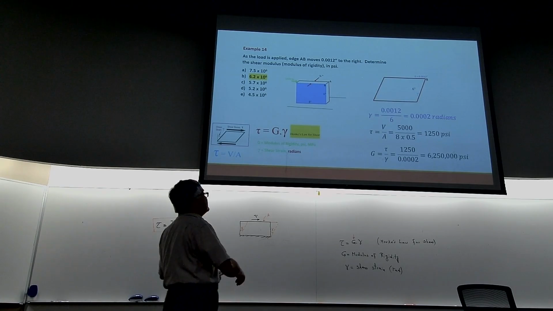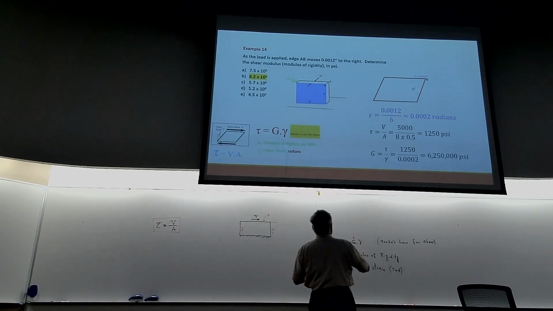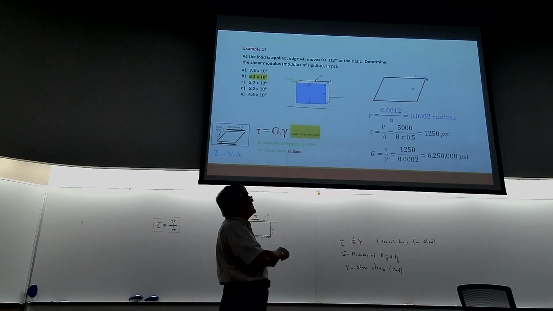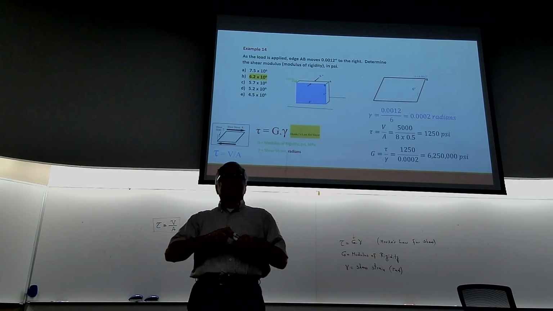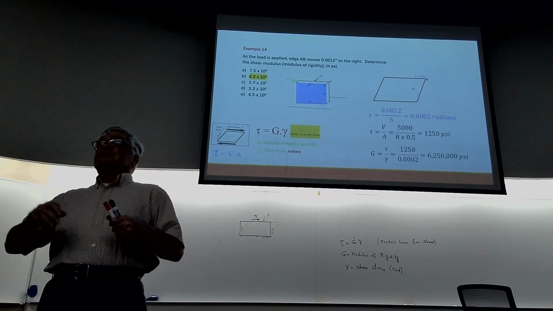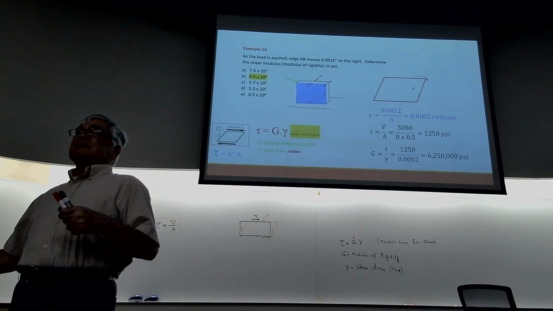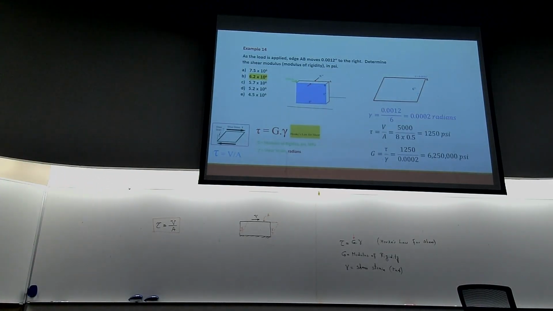And then the last line here is this equation solved for G. And we get 6,250,000 PSI. So sigma, tau, E, G, they all have the same units. Megapascal or PSI. Poisson ratio nu does not have any units. Questions about this problem? No.